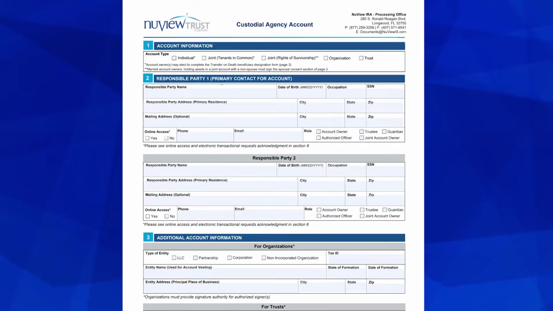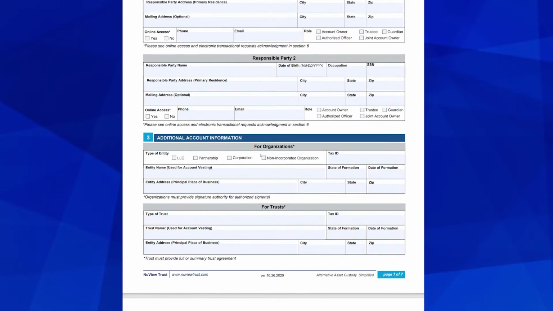All right, section 2, let's go through. We've got responsible party 1, primary contact for the account. So we've got responsible party name, date of birth, occupation, social, address, pretty straightforward information. Whether or not this individual would like online access via a portal to access the account and the account information, phone, email, and then the role of this individual. Are they the account owner, authorized officer, trustee, joint account owner, or guardian? Moving on to responsible party 2, if necessary or if applicable for your situation, same section, same type of information requested.